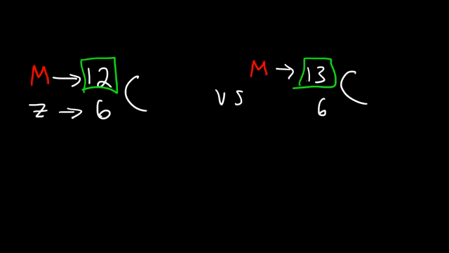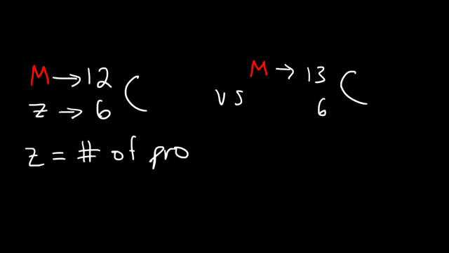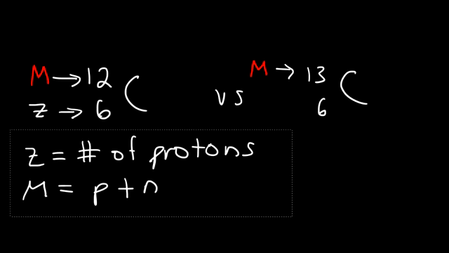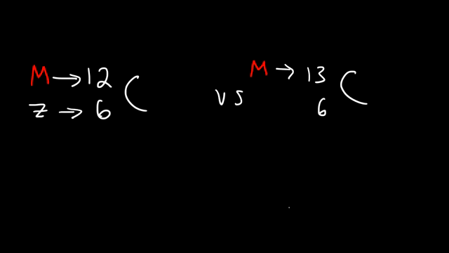Now the question is why? The answer lies in the nucleus of the atom. The nucleus of two isotopes is different. It's not the same. The atomic number tells us the number of protons. The mass number is the sum of the protons and the neutrons. So both carbon-12 and carbon-13 have an atomic number of 6. So therefore, the number of protons is 6.